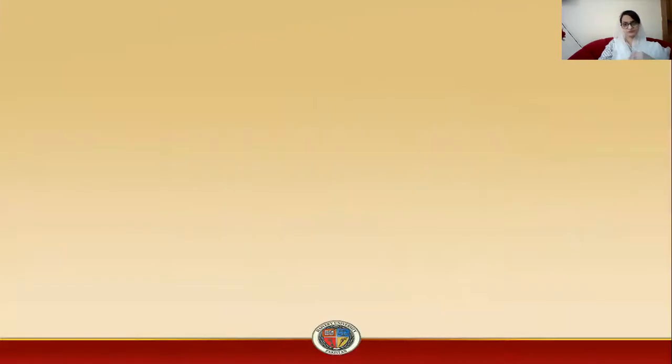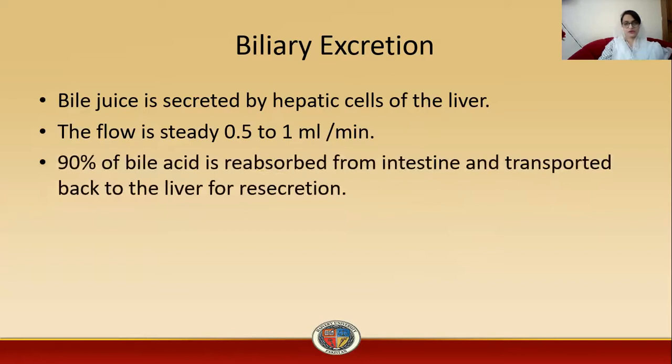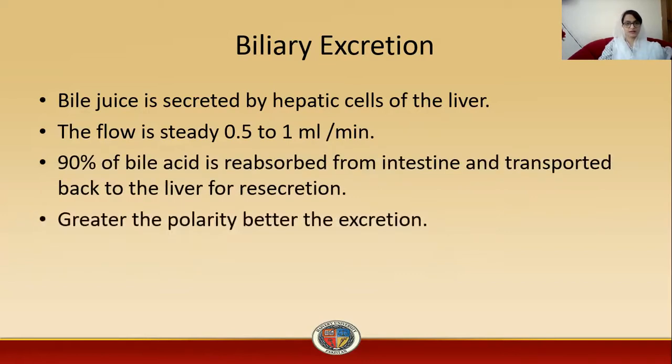Then comes biliary excretion. Bile juice is secreted by hepatic cells of the liver. The flow is steady, 0.1 to 1 ml per minute, and 90% of the bile acid is reabsorbed from the intestine and transported back to the liver for re-secretion.